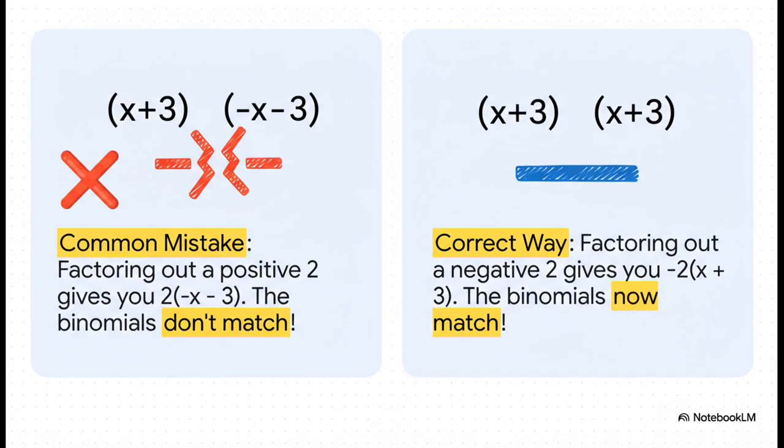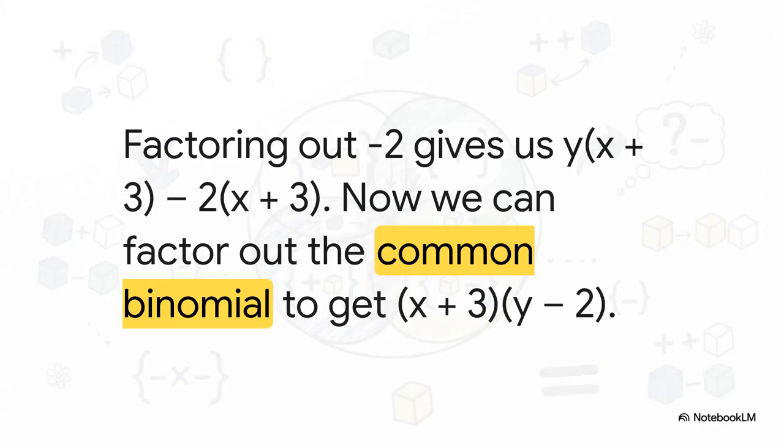Now, what's really interesting here is this comparison. If you factor out a positive 2 from that second group, your binomials won't match. But if you factor out a negative 2, it flips the signs inside and boom, you get the matching binomial you need. So the crucial point here is that factoring out the negative GCF is what leads us straight to the correct final answer.